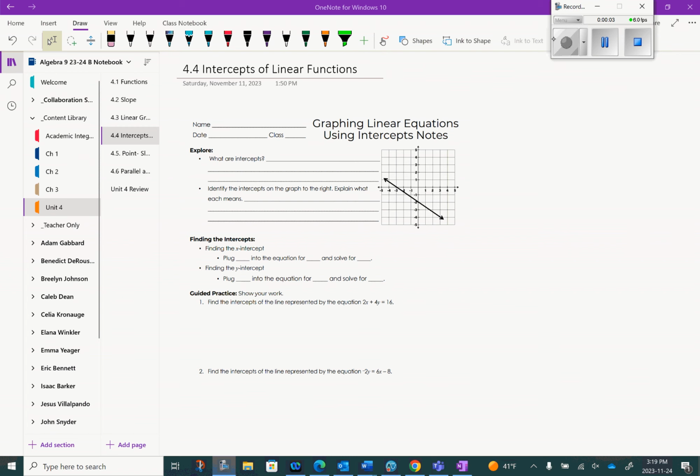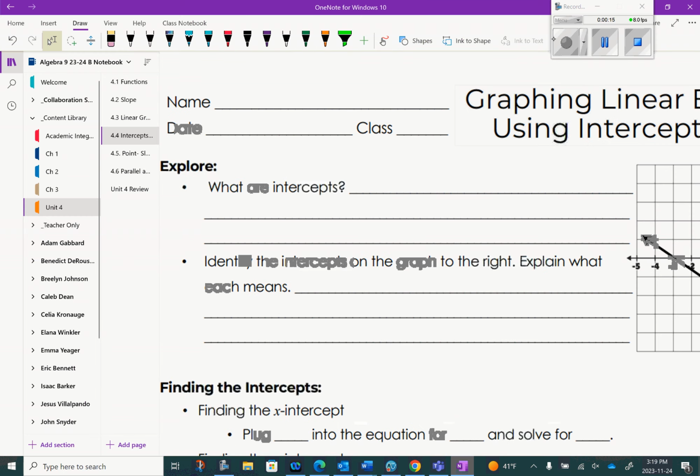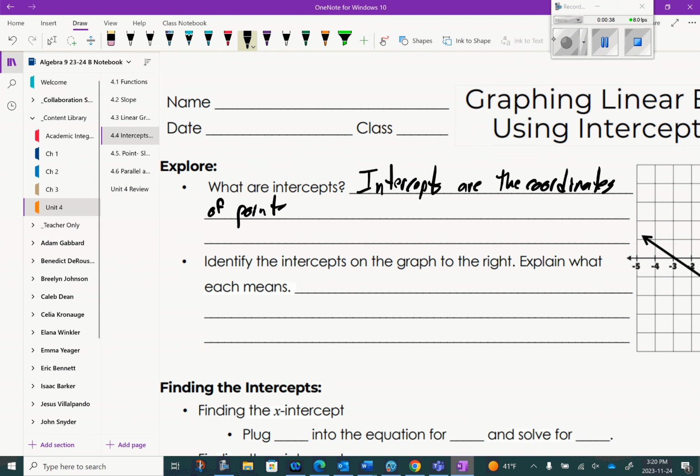In the fourth section here, we're going to look at linear functions with respect to their intercepts. So first of all, what does that term even mean? Intercepts are the coordinates of points where a line crosses each axis.